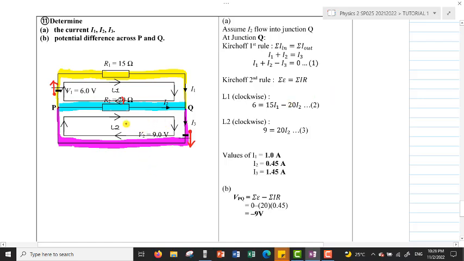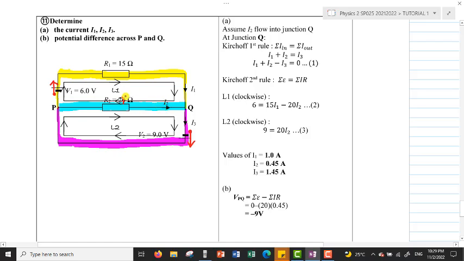Then consider the loop below, loop 2. We are going to travel the loop clockwise also, so if we compare the direction of loop with the direction of EMF, 9 volt is the same, so we have positive 9. Then if we compare I2 with the direction of loop 2, it is the same, so it will be positive I2.